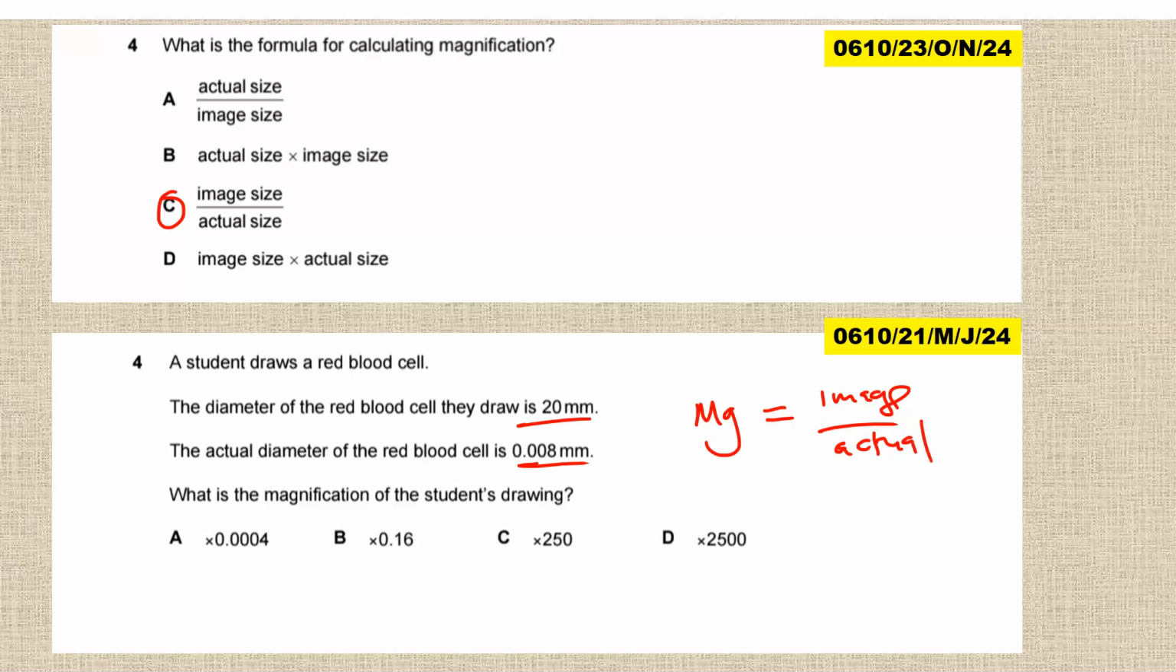What is the image size here? It is 20 millimeter, divided by 0.08 millimeter. Okay, they are all in millimeter. If they are not in millimeter, say one was in micrometer, we need to convert them to the same unit, which is millimeter. So in this case, it's going to be 20 divided by 0.008, and this should give us 2,500. For magnification, you put x in front. That's why there's x in front. So the answer is C, this one. I guess there's no one who is behind.